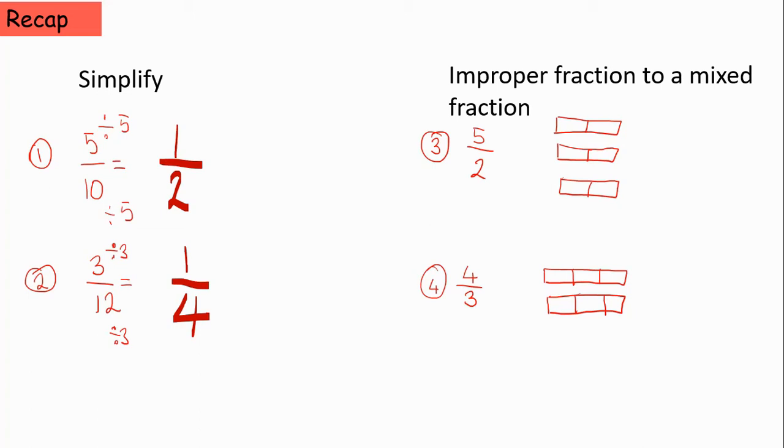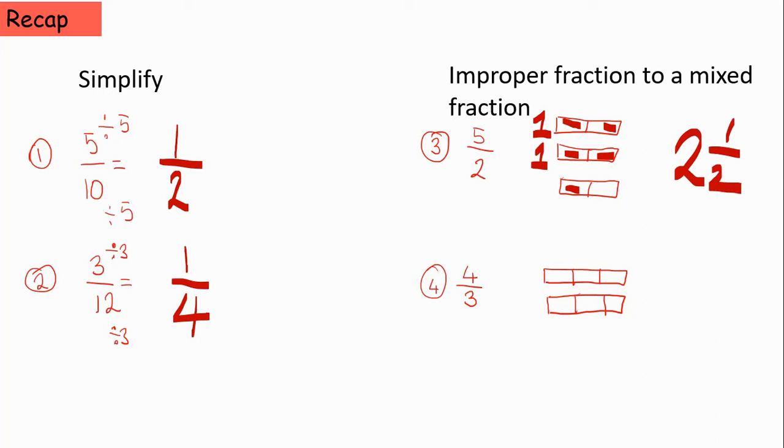When it comes to looking at top-heavy fractions or improper fractions and wanting to change them into mixed numbers, I could do the following. 5 over 2 means I need to take my bars and split them in half, which I've done on the right hand side. I then need to colour in 5 halves: 1 half, 2 halves, 3 halves, 4 halves, 5 halves. If I look there, I've got 1 whole bar plus another whole bar, so that's 2 whole bars, and I've got 1/2 a bar left over.